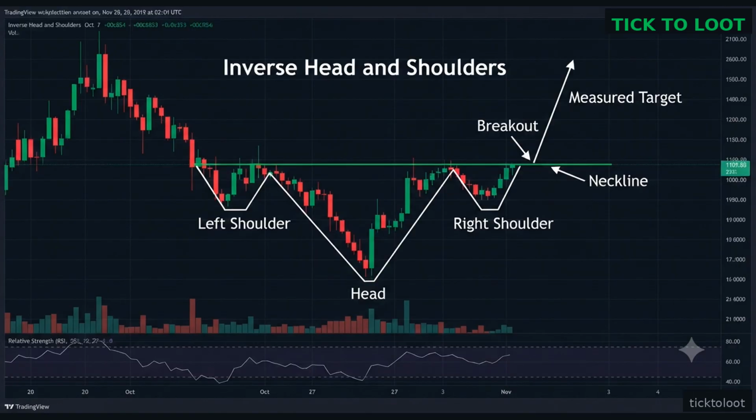An inverse head and shoulders pattern is a bullish reversal pattern. It's the upside-down version of the head and shoulders pattern. If the price breaks above the neckline, it's a confirmation of the reversal.